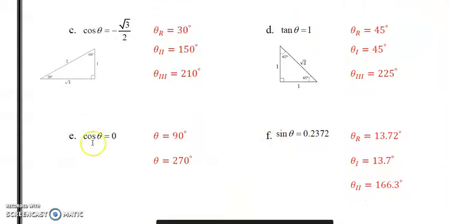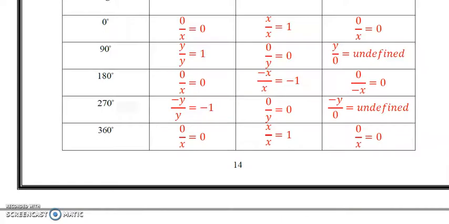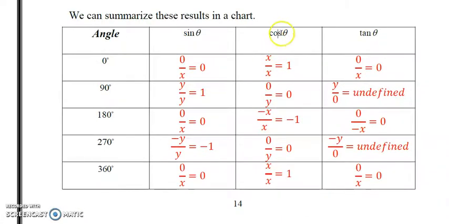The next two: cos theta is equal to 0. So when is cos theta equal to 0? We know it's at 90 and 270. We get that again from the chart we just created. Cos of 90 is 0. Cos of 270 is 0. And that's because what you see here, it's 0 divided by your y value, because it's x over r, but there's no x value because it's right on the vertical axis.